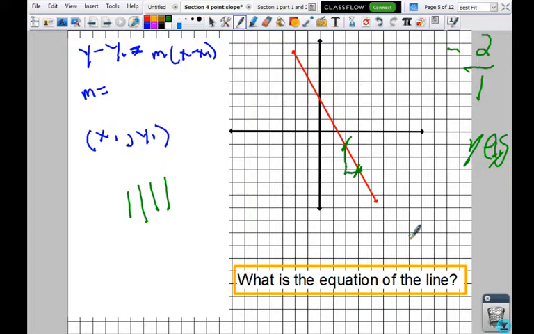Alright, so Dylan found our slope. He said our slope is negative 2 over 1. I will take that before you freak out.